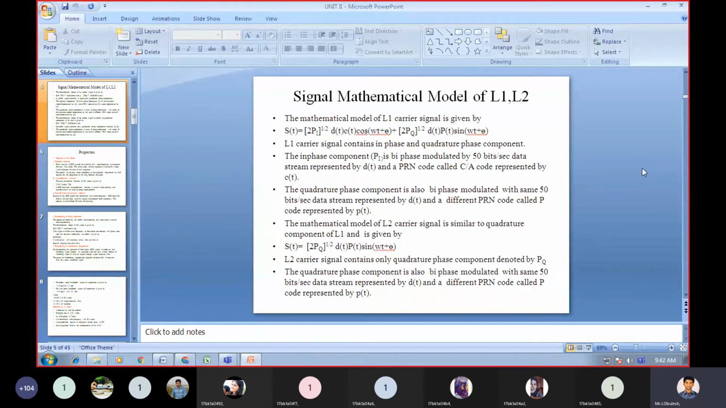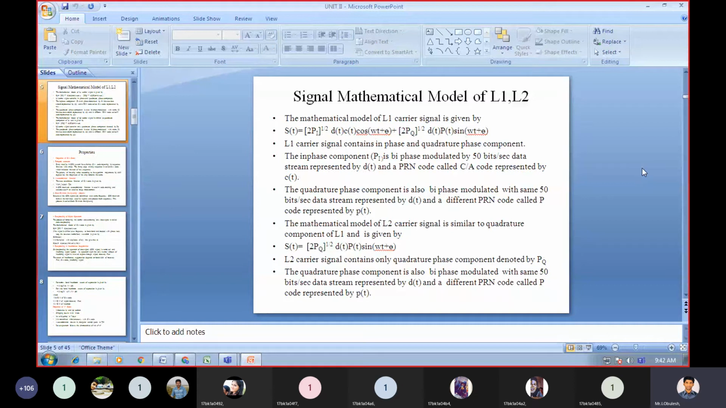Here theta is the phase difference. Plus square root of 2 P_Q times D of t P of t sin(omega t plus theta).